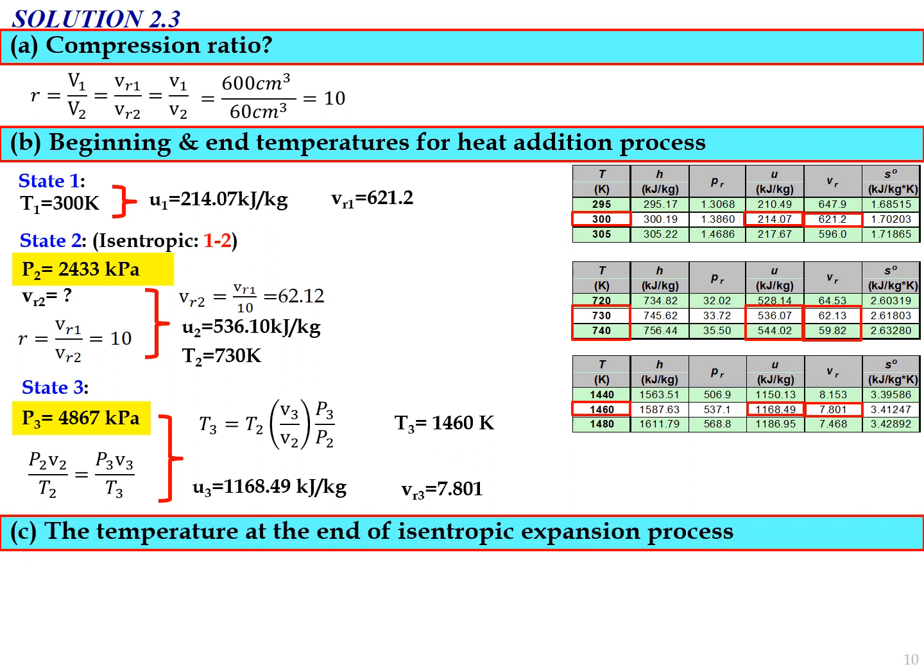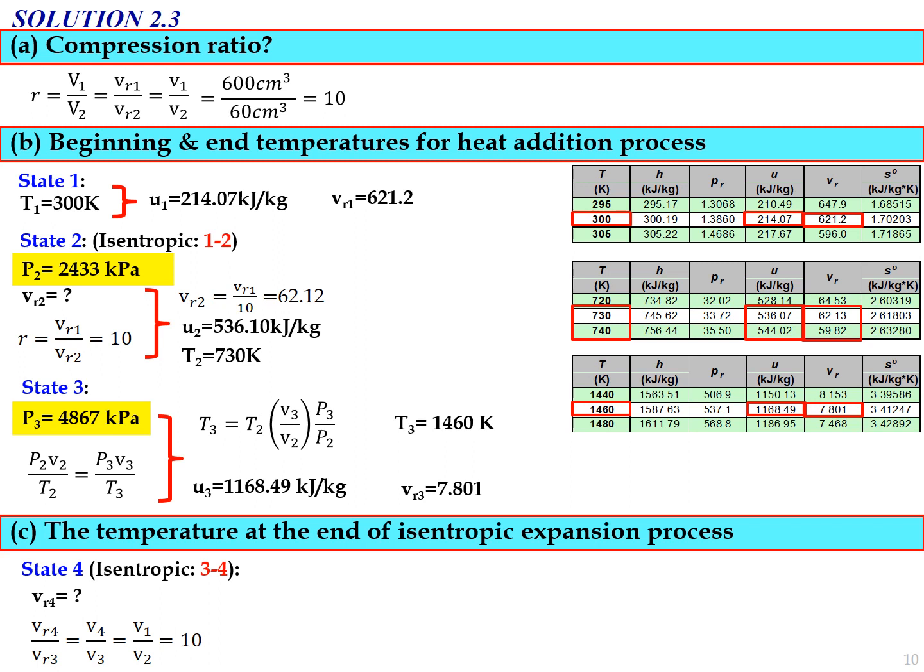Okay. So next, for question C, the temperature at the end of the isentropic expansion process. This condition actually refers to state number 4. Okay, so analyze state number 4. State number 4 involves an isentropic process, so we can use the formula for the isentropic process, and we can determine VR4 in order to determine the other values for state number 4.